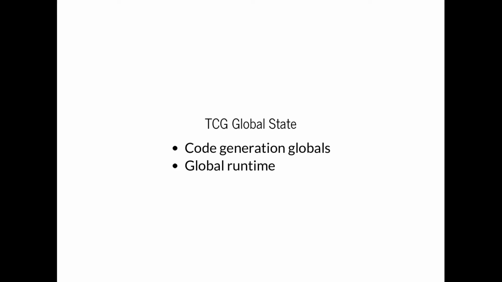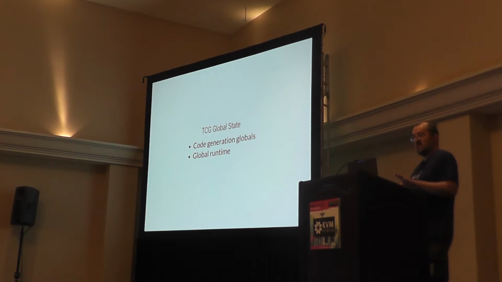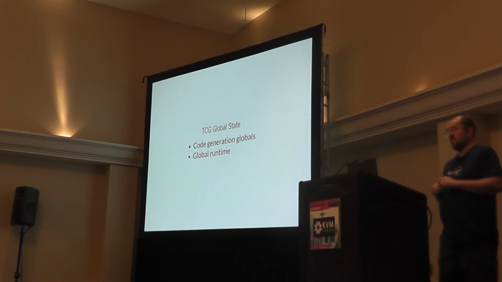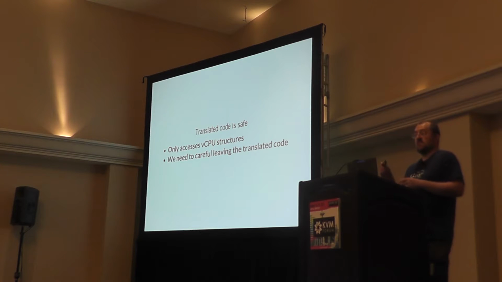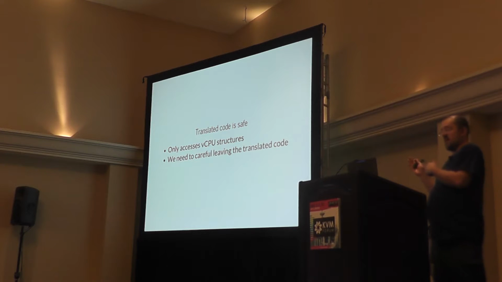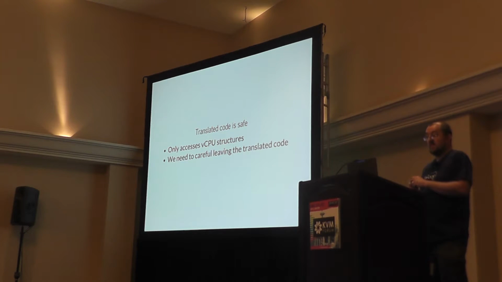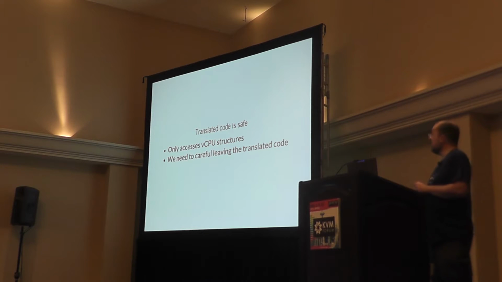So let's just remind ourselves of what global state we need to worry about. We have a bunch of globals used during code generation, and we have some global runtime structures which any vCPU might affect. Fundamentally, the translated code itself is safe when it's doing simple computation. Anything that it updates, it only updates the internal structures for that vCPU. So we really only need to worry about protecting things when we leave the generated code.